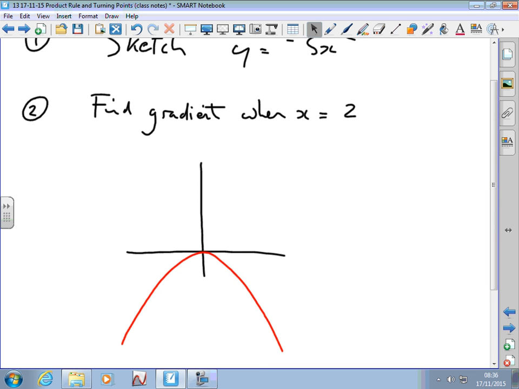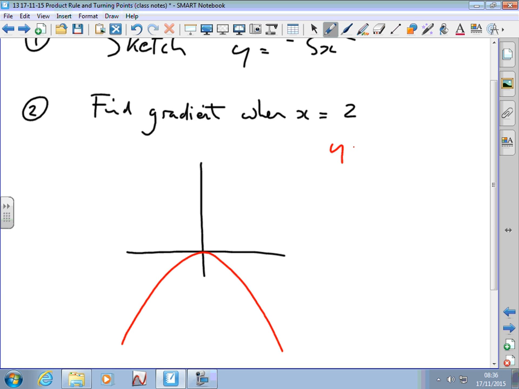Now I want to find the gradient when x equals 2. So when x equals 2, say here somewhere, I want to know what is the gradient at that point. So I could do fancy sort of things with Autograph, you know, and maybe find out what the gradient is by drawing a little triangle in. However, there's a much easier way than that, isn't there? We differentiate it because the differential tells us a new function to find the gradient of the curve.